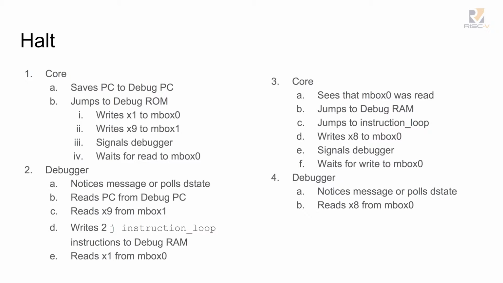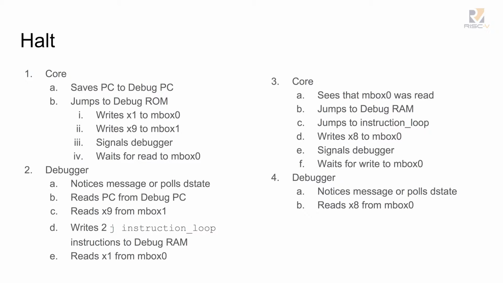So the debugger notices there's a message there, or it notices that the state was changed. It reads the PC, because pretty much debuggers always want to know the PC. It reads X9 from mbox 1. It writes 2 jump instructions to the debug RAM. Next slide will make it obvious why you want 2. And then it reads the value of X1 from mbox 0. Doing that read sets the bit in the state register, so now the core can see, oh, the debugger did what I expected it to do.